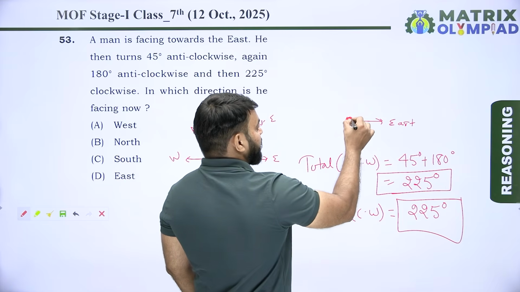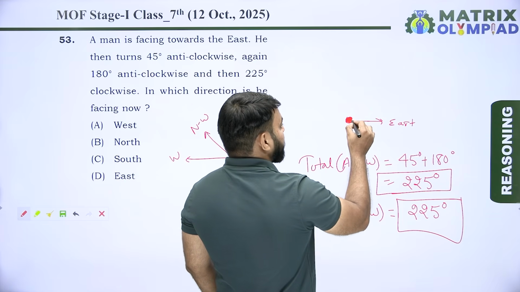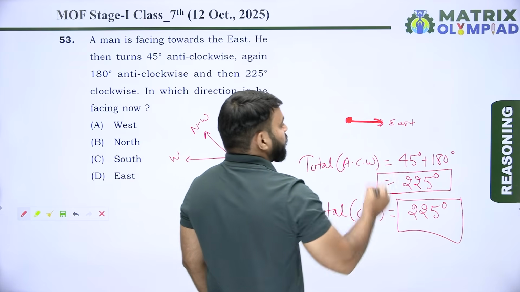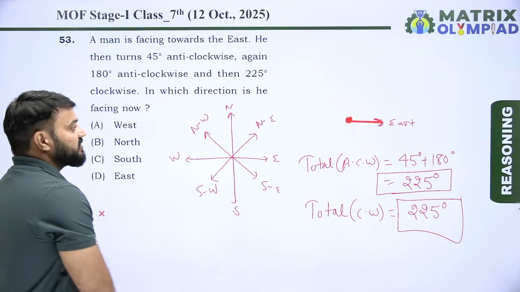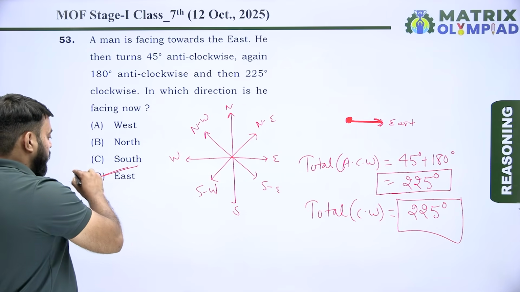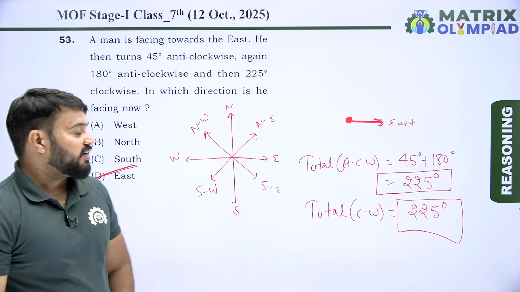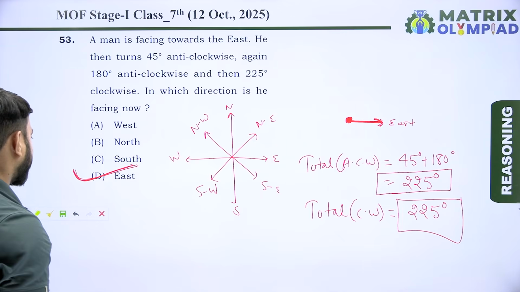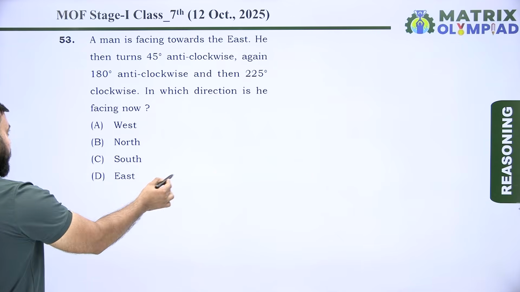So the starting facing and the final facing of the man will remain the same. So the final facing of the man is towards the east direction. So option D is the correct answer of this question. Let's move on to the next question.